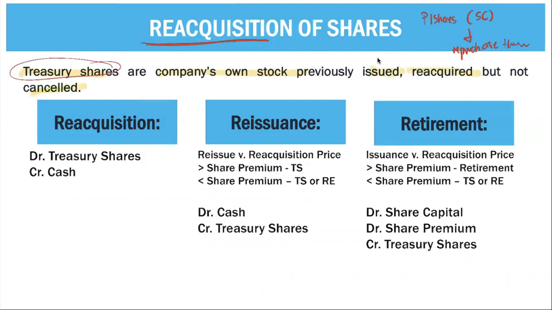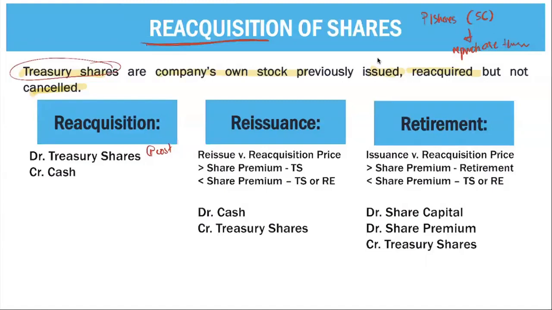Now, in your reacquisition of shares, we talk of the following items. First, on your reacquisition, it should be recorded at cost. So whatever is the cost of the reacquired shares, we debit them to treasury shares, we credit them to cash. Remember, what is the effect of treasury shares? It decreases your total shareholders' equity. So we record it at cost.